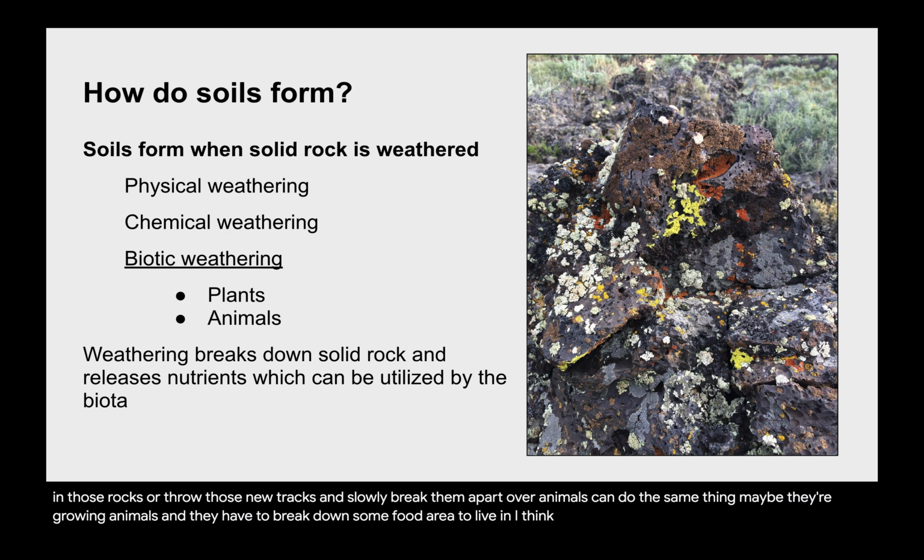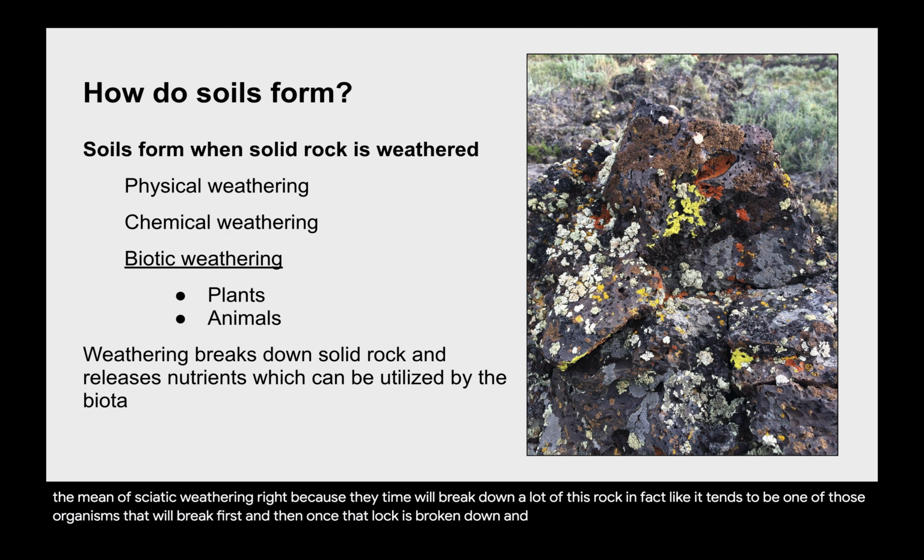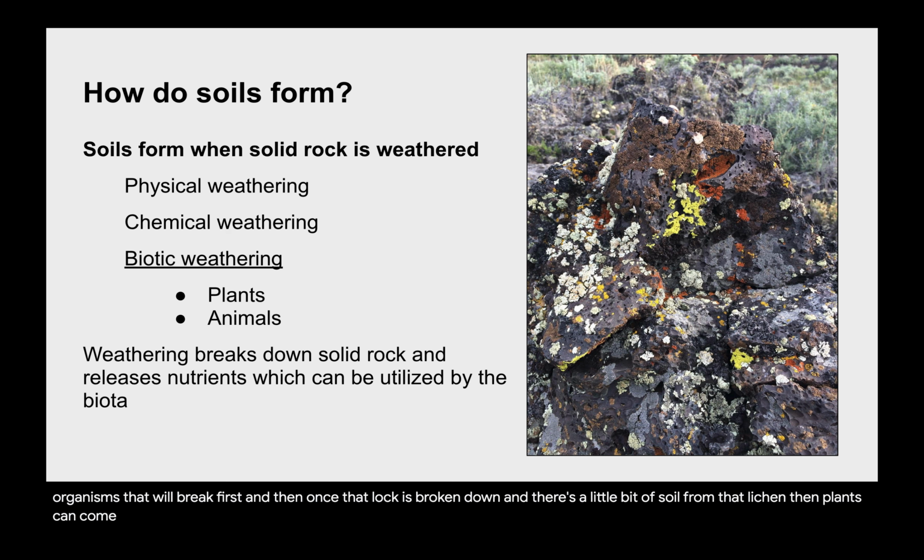I think of plants and other plant-like organisms being the main type of biotic weathering, because they will break down a lot of this rock. In fact, lichen tends to be one of those organisms that will break down rock first. And then once that rock is broken down and there's a little bit of soil from that lichen, then plants can come in and break down that rock even further. So biotic weathering, we have organisms doing that breakdown.